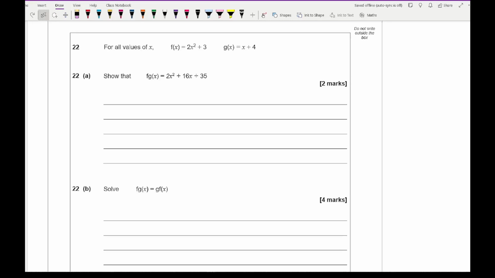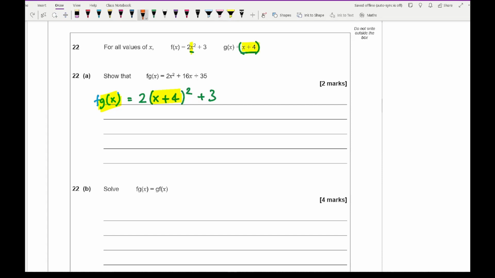So moving on to question 22, it says for all values of x, f of x equals 2x squared plus 3, g of x equals x plus 4. And question 22a says show that fg of x equals 2x squared plus 16x plus 35. Now for fg of x, what I want to do is substitute g of x into x in f of x. So here f of x is 2 lots of, now instead of writing x, I'm going to write all of this instead. So I'm going to write 2 (x plus 4) squared plus 3. So again, all I've done is just replace that x with this and I get this.